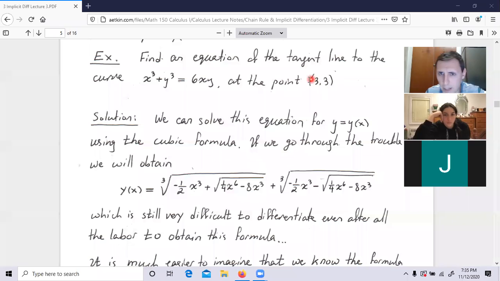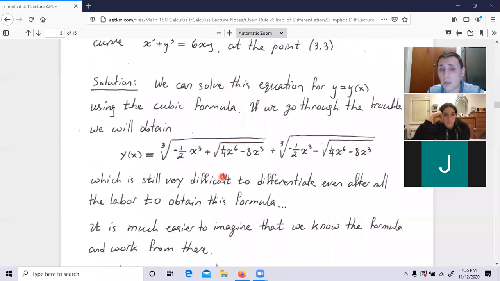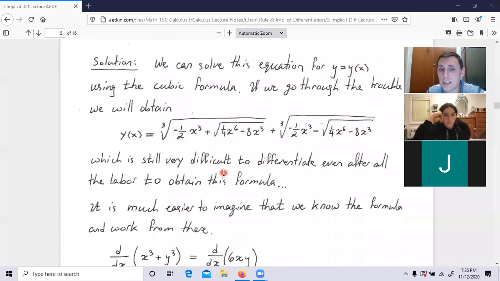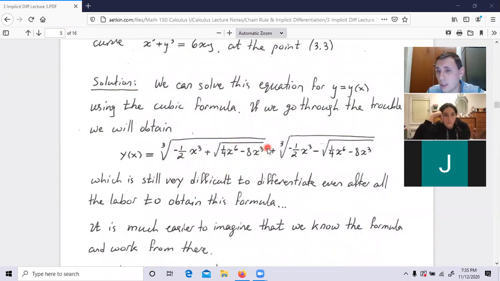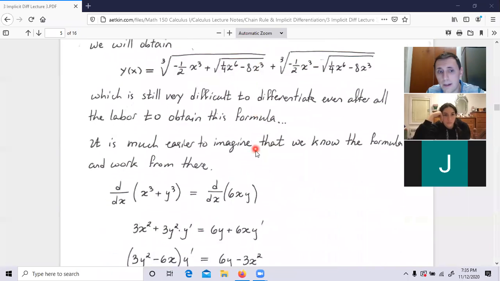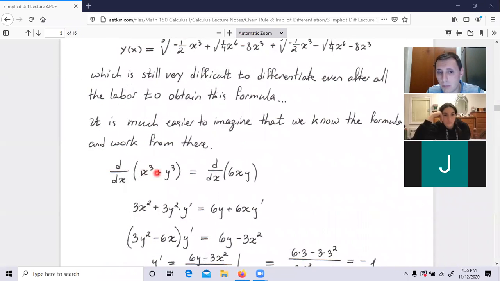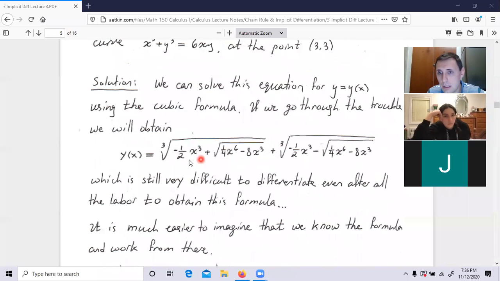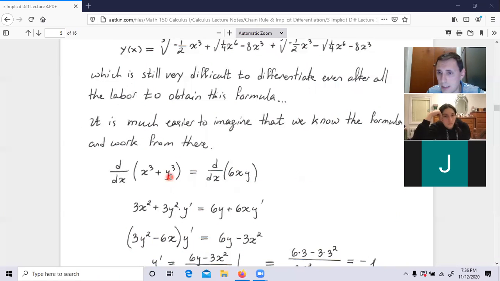My task is to find the derivative at the point (3, 3). So that is not my solution. I still have to deal with so many ugly things. So you would not want to differentiate it, even if you obtain the formula. A much nicer thing to do is to imagine that you actually solved it. And that's what we do here, you understand? When I begin taking the derivative of the left and right side, I imagine that I actually have a formula instead of y. In this case, the formula would have been this. So this entire thing is what y is equal to.